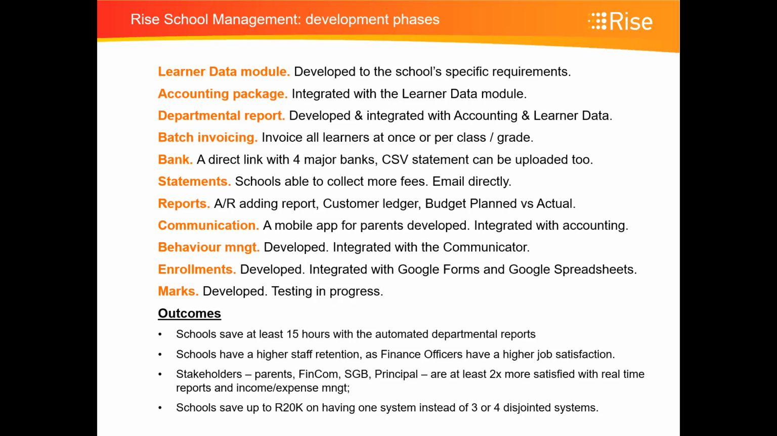Once the invoices have been issued, schools can then generate statements and email them directly from the system. This has allowed them to get more school fees and also to automate the whole process of informing parents how much they owe and what they still need to pay. The reporting functionality is also part of the system. So AR aging report, apologies, I made a typo here. It should say aging report, customer ledger, as well as budget planned versus actual.